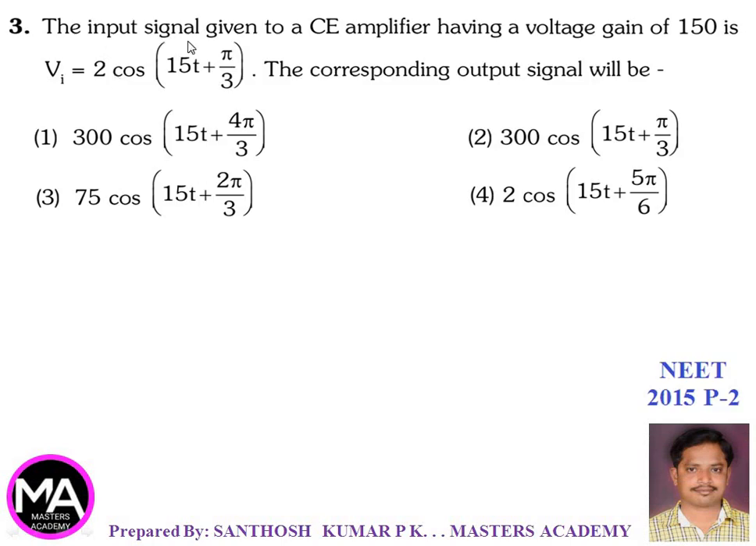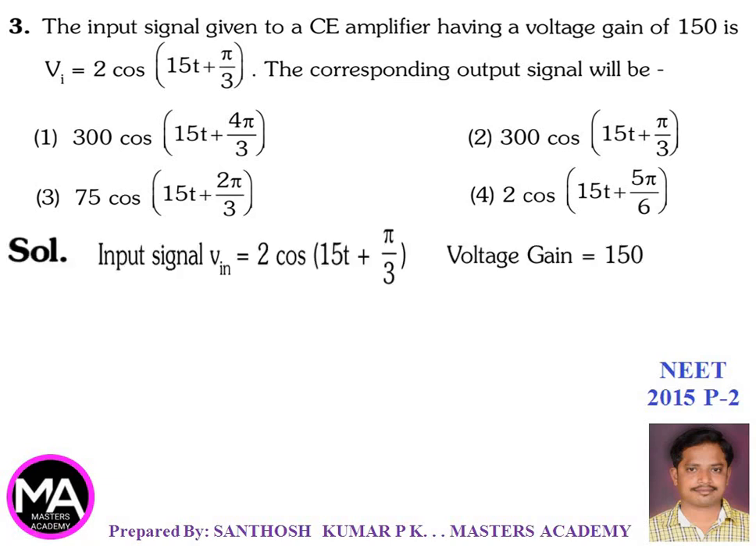Third problem: the input signal given to a CE amplifier having a voltage gain of 150 is Vi is equal to 2 cos of (15t plus pi by 3). The corresponding output signal will be. 4 options are given and it is also from NEET 2015 phase 2.